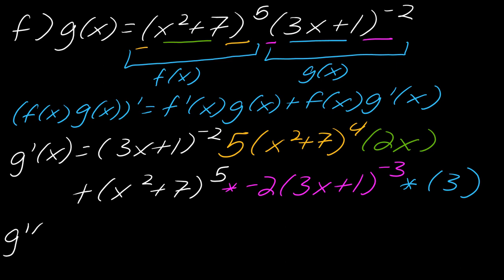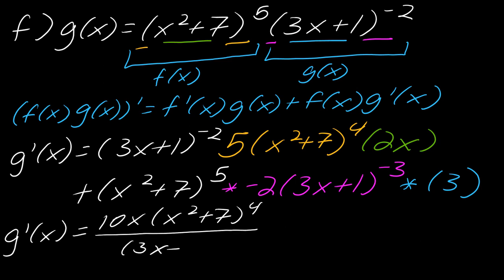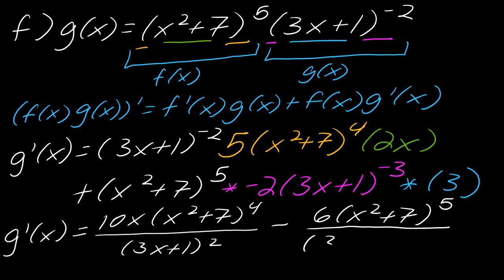So we took the derivative. Now I just try to write this out as nicely as I can, which is really not going to look that nice, to be honest with you. So let's see, I could write this out as 10x, x squared plus 7, all of that to the fourth. And then I could rewrite this as 3x plus 1 squared. And then here, this will be minus 6 x squared plus 7 to the 5th over 3x plus 1 to the 3rd. And that's all you can do with that one.